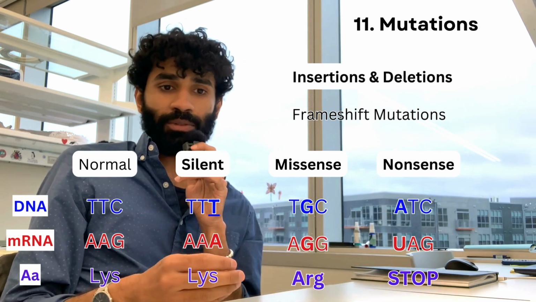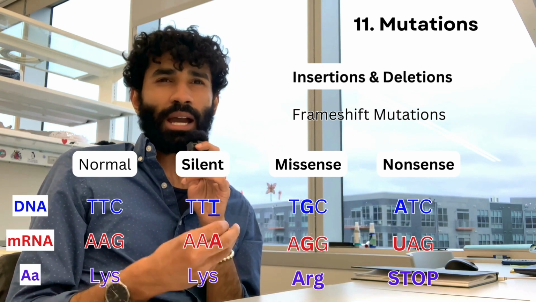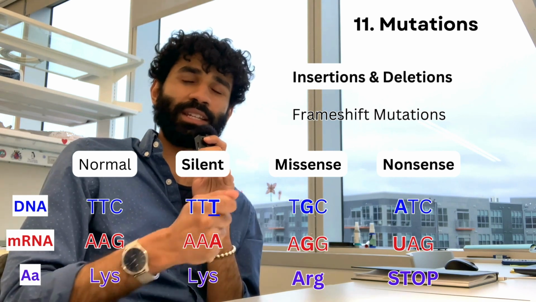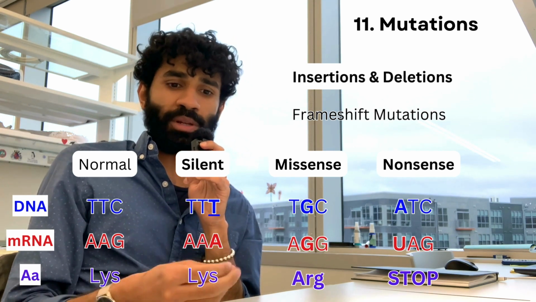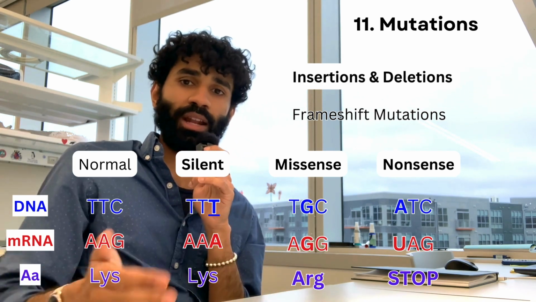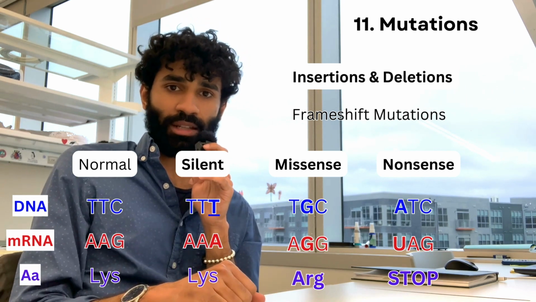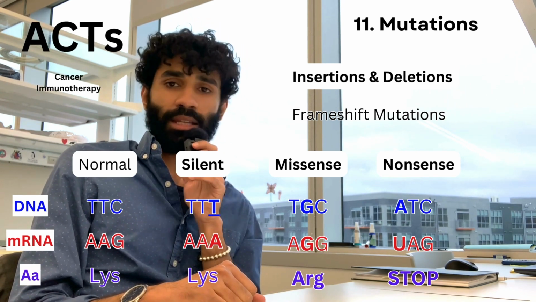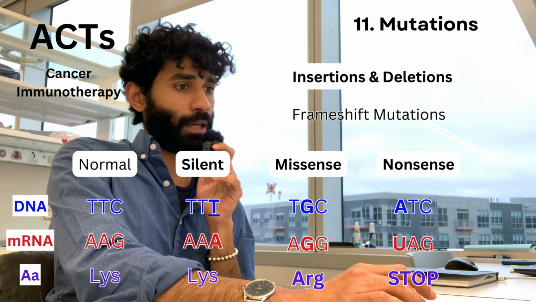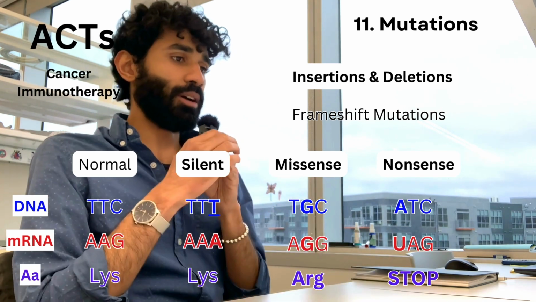I'll stop there, but if you're interested in how to target mutations in cancer and form treatments that only kill cancer cells and not healthy cells, I would encourage you to look at adoptive cellular therapies in cancer immunotherapy. All right, let's move ahead to the next topic, which is gene regulation. For gene regulation, we'll cover prokaryotes and eukaryotes.